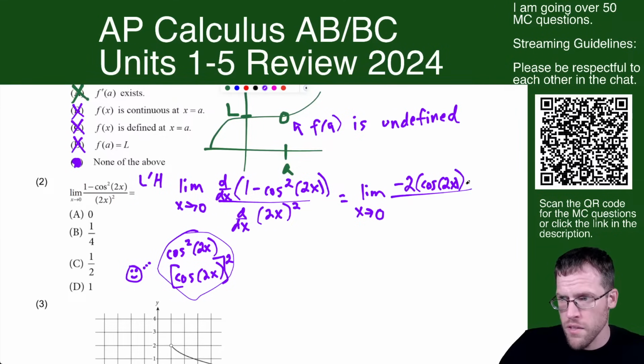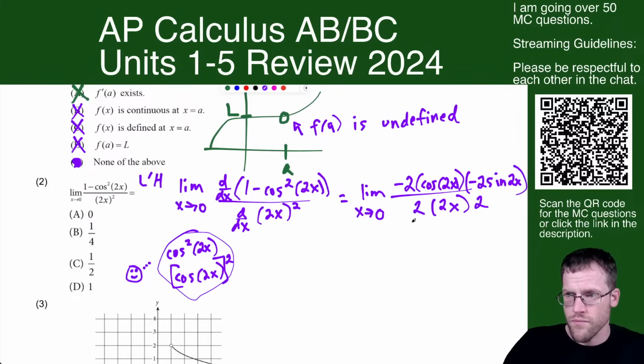So notice I'm keeping the inside the same, and now it's to the first power. But now I do the derivative of the inside, and the derivative of cosine 2x is negative sine 2x. Okay, but then I'm doing the derivative of 2x's too. And this is all over. The derivative of the bottom is chain rule. I have 2 times 2x to the first, but then times the derivative of 2x's too.